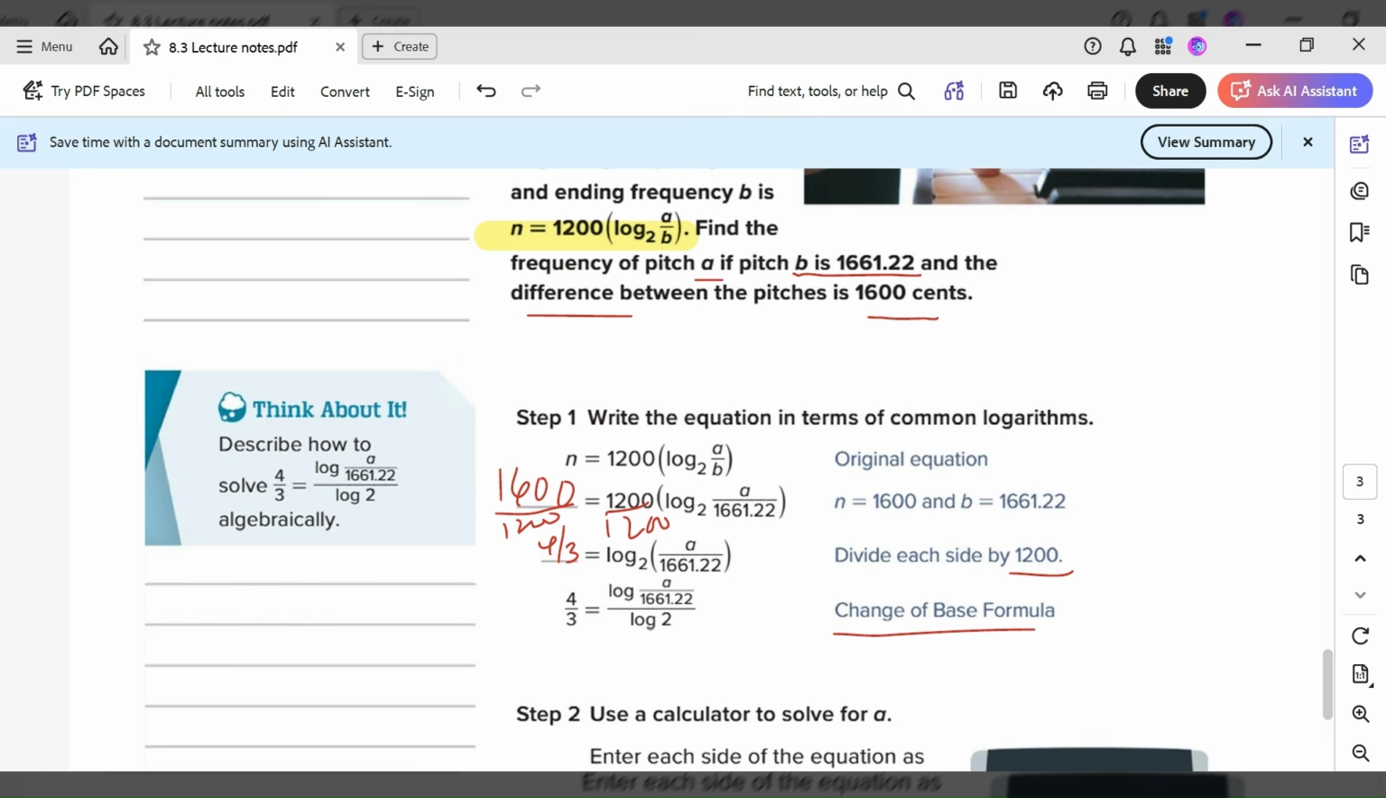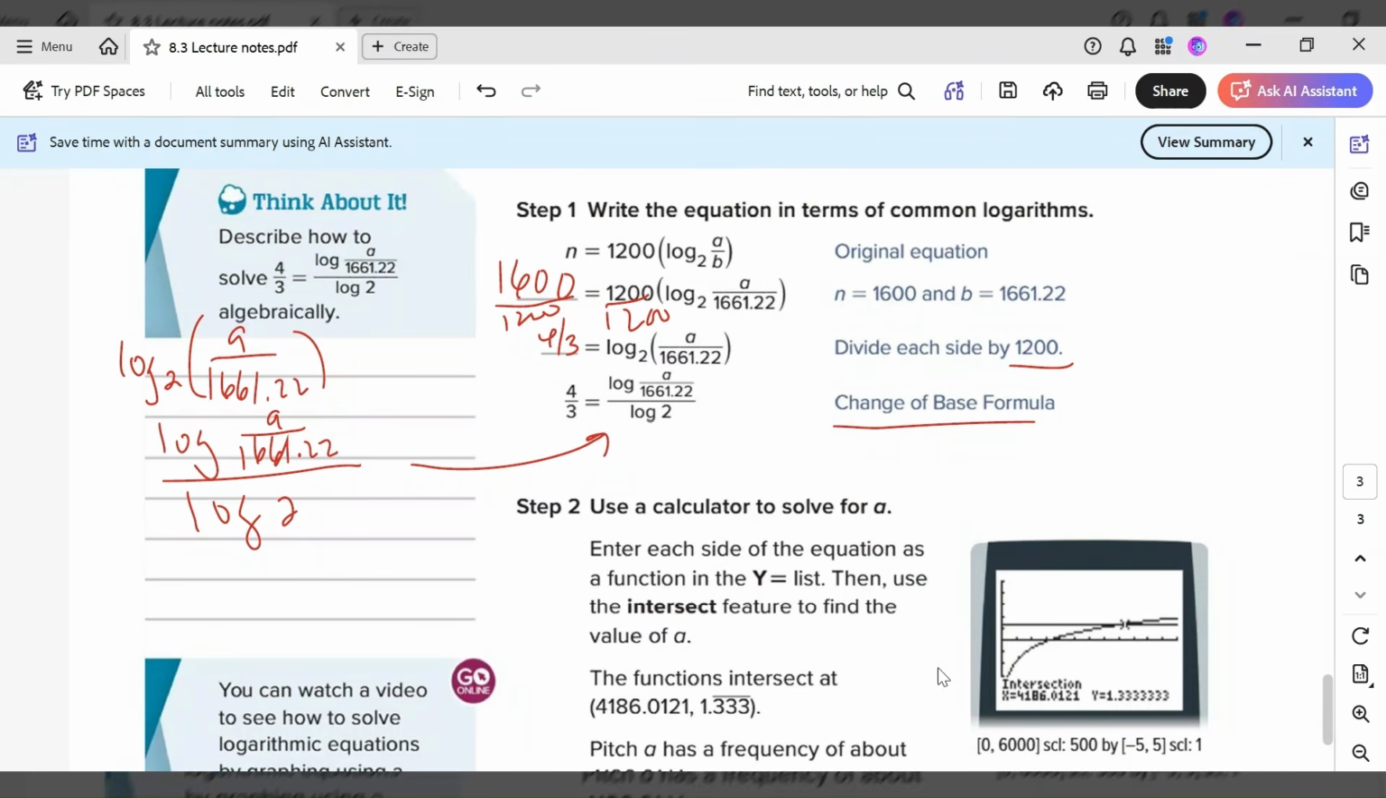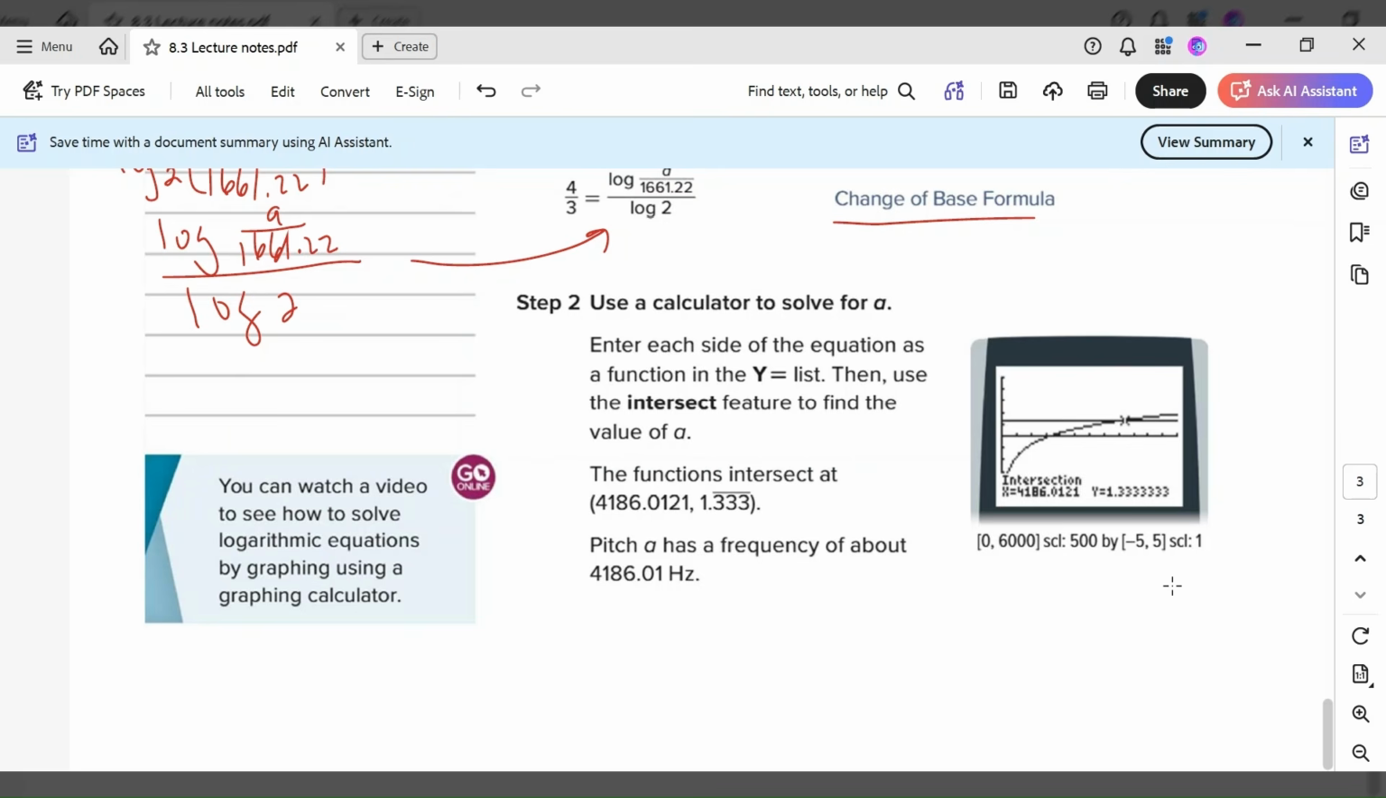That's why we wrote log base 2 of A over 1661.22 as the log of A over 1661.22, all over the log of 2. We had to apply change of base here. Since we are applying change of base now, in order to find our solution for this problem, we're going to use systems of equations.